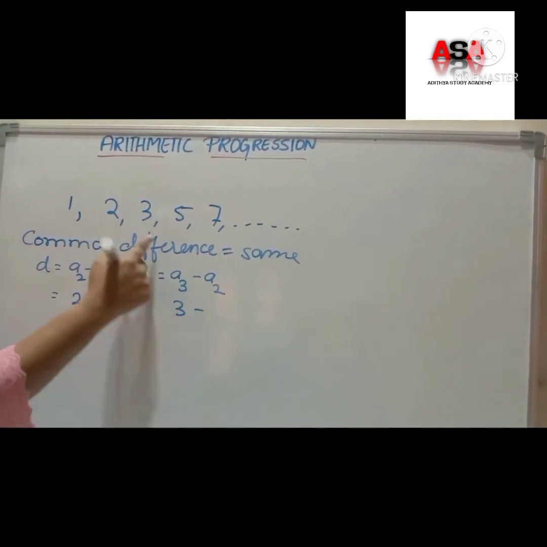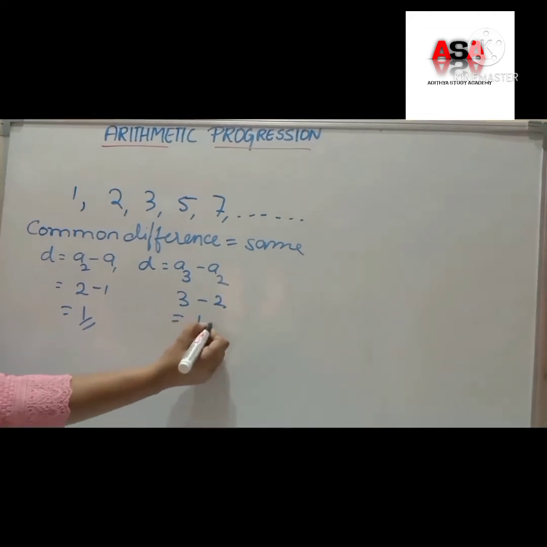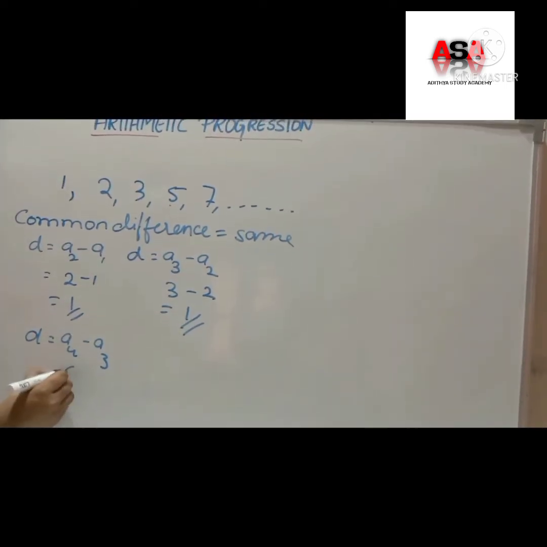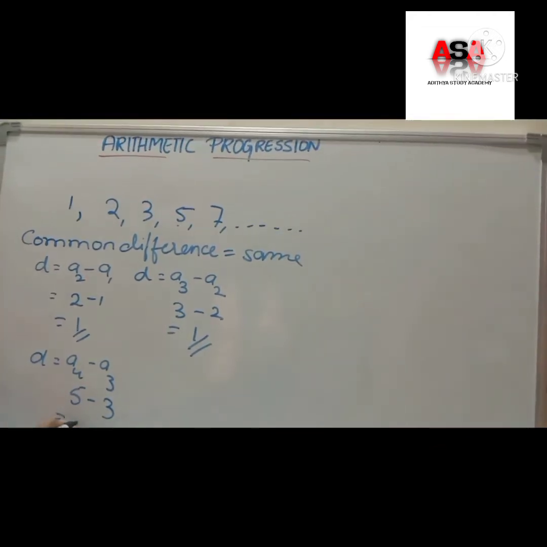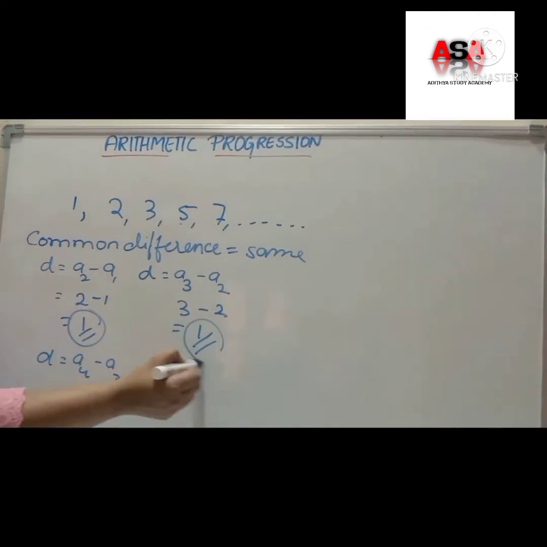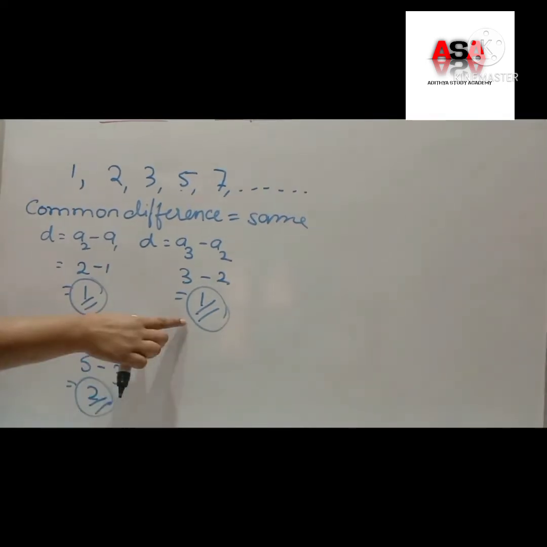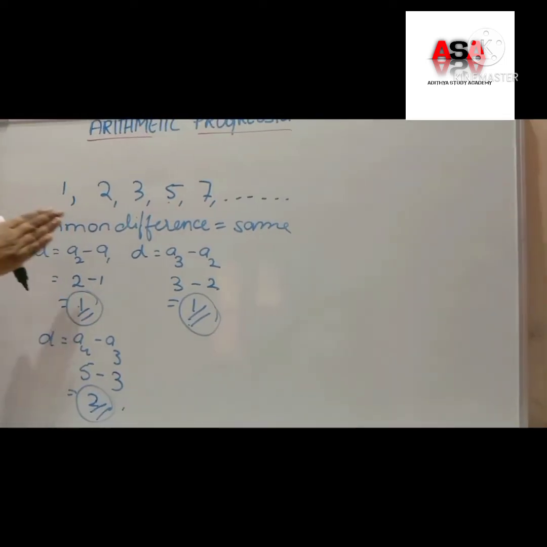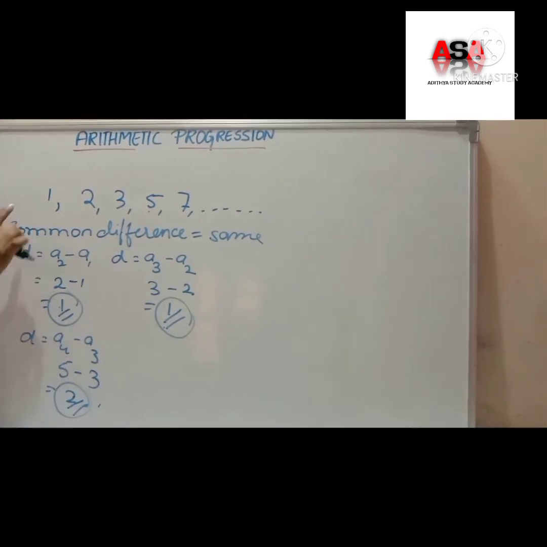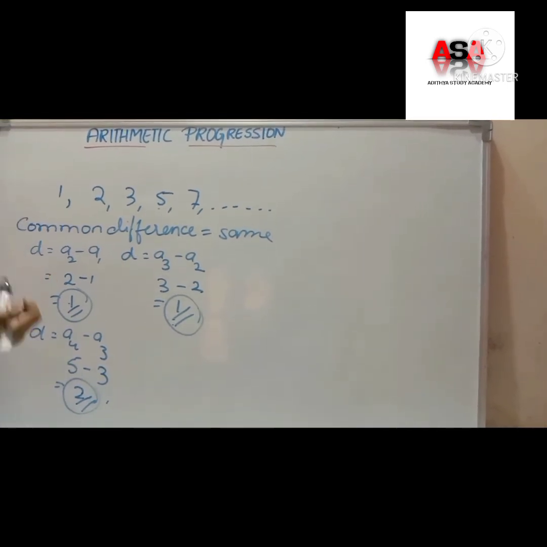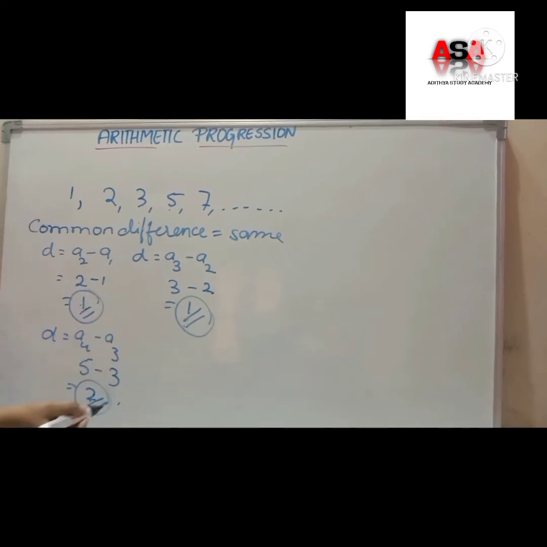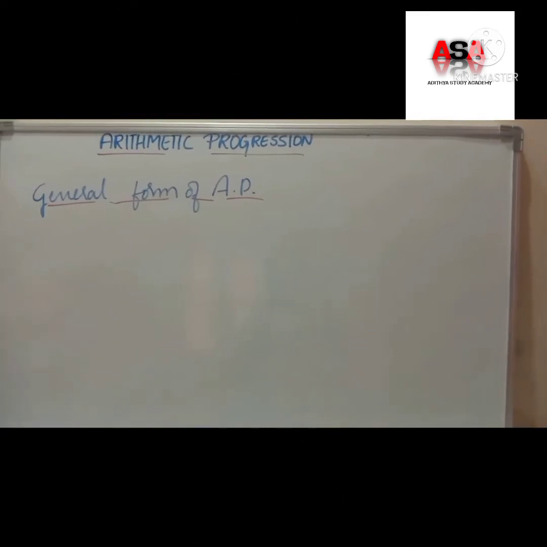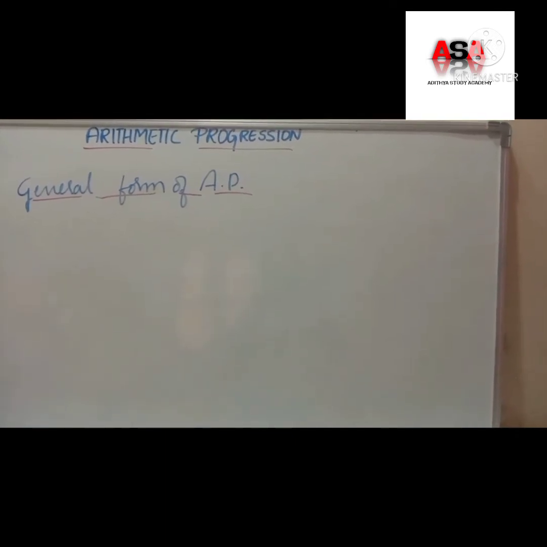What is A3? 3. And what is A2? That is 2. So 3 minus 2 is 1. One more: D is equal to A4 minus A3. What is A4? 5. What is A3? 3. So 5 minus 3 is 2. See, here we got 1, here we got 1 and here we got 2. Means there is a difference in the common differences we got, that is 1, 1 and 2. So it is not an AP. A list of numbers which has the same common difference, only then can we call it an AP. If we get different common differences, like 1 and here 2, then this list of numbers is not an AP. Till now you got to know which list of numbers will be an AP and which will not be an AP.